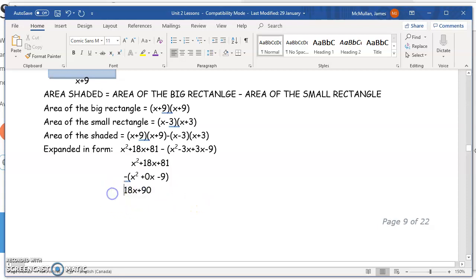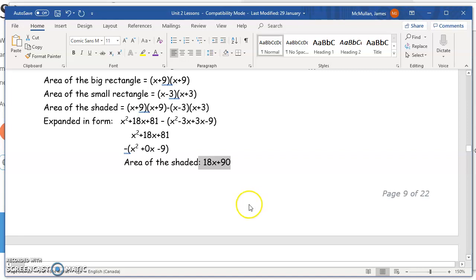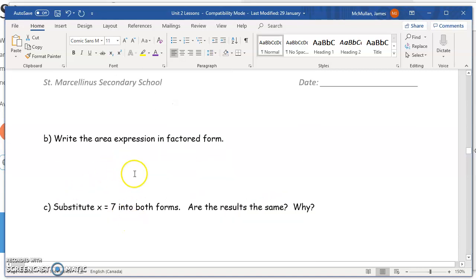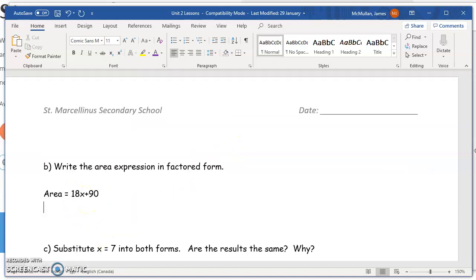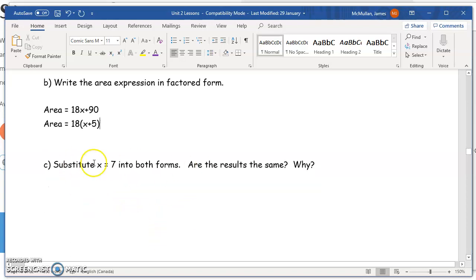So the area of the shaded region is going to be 18x plus 90, right? That is the expression that we've come up with. Now to factor this, which is the second thing we're supposed to do, we're just going to write this down, 18x plus 90, and then factor it. You can factor out an 18, and we get 18 times x plus 5.